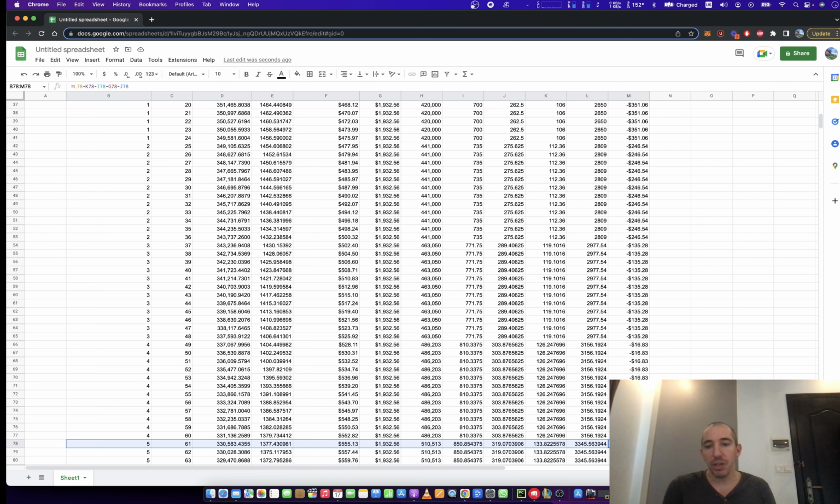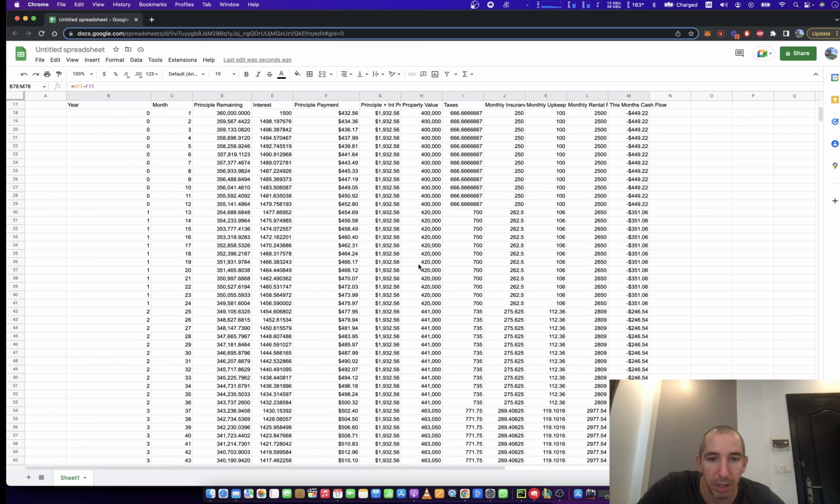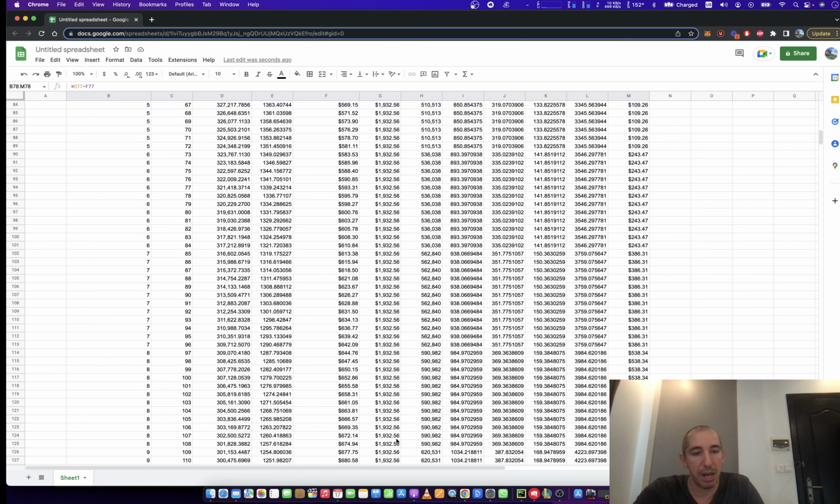However, in year 5, after 60 payments, we've now paid that house down to $330,000, but the asset itself is worth... Where's the property value? Right here, column H, is worth 510. So there's 100. So after we break even after 6 years, however, we've generated $180,000 of equity potentially, in this formula. Right, let's look at year 10.